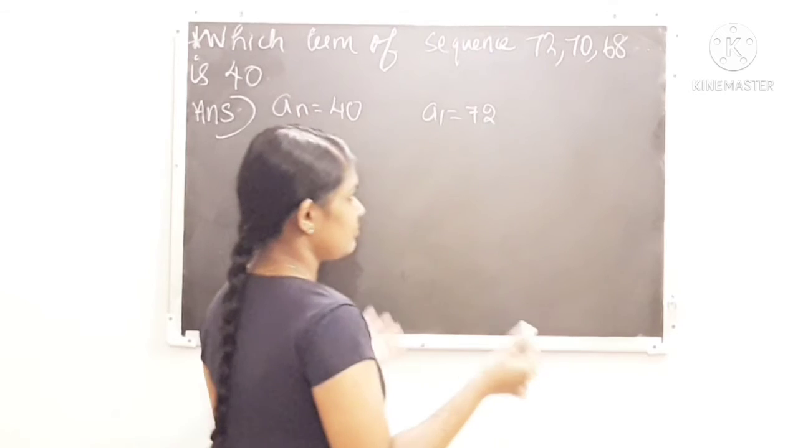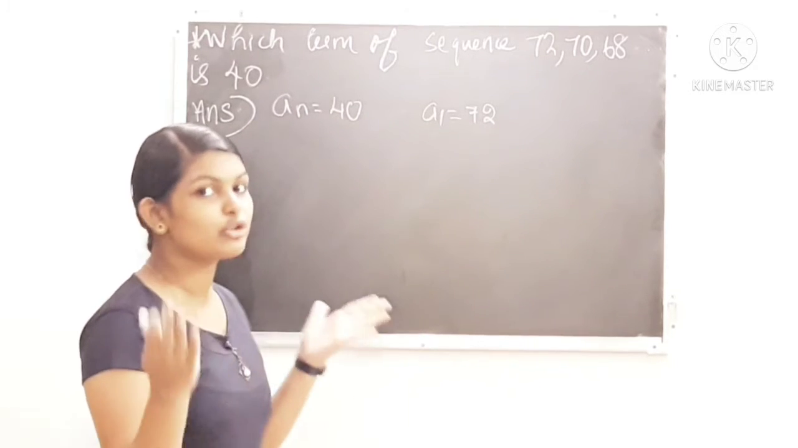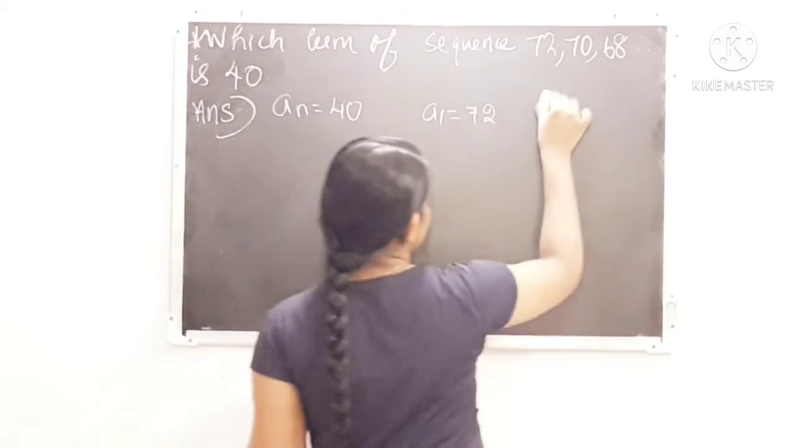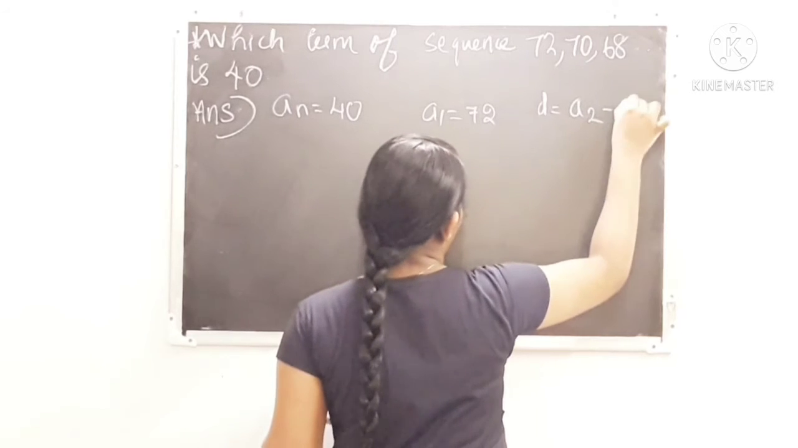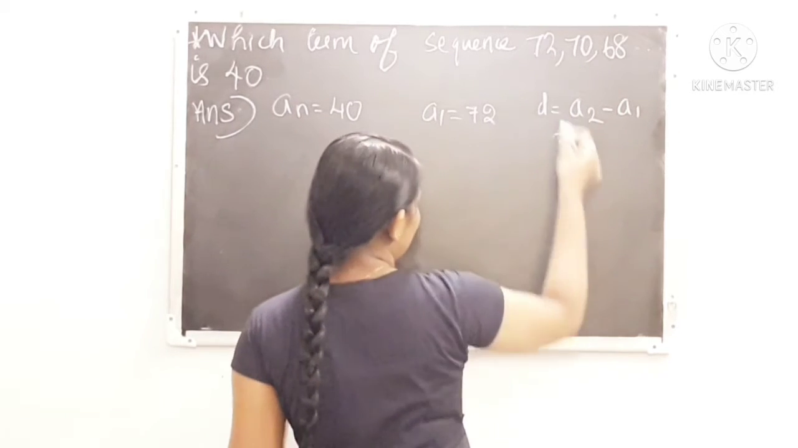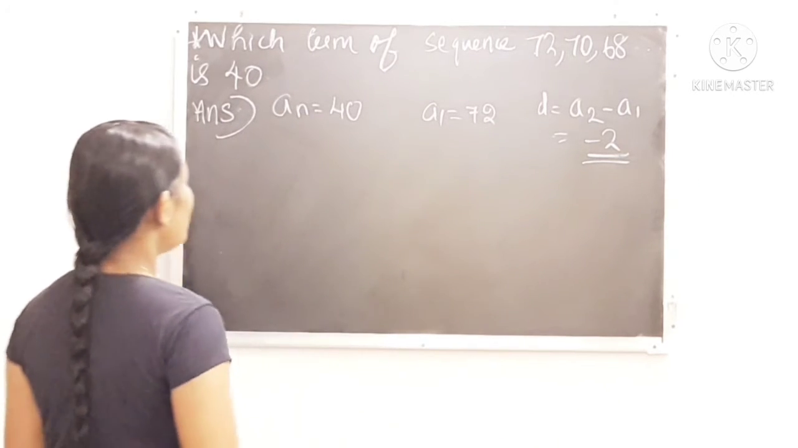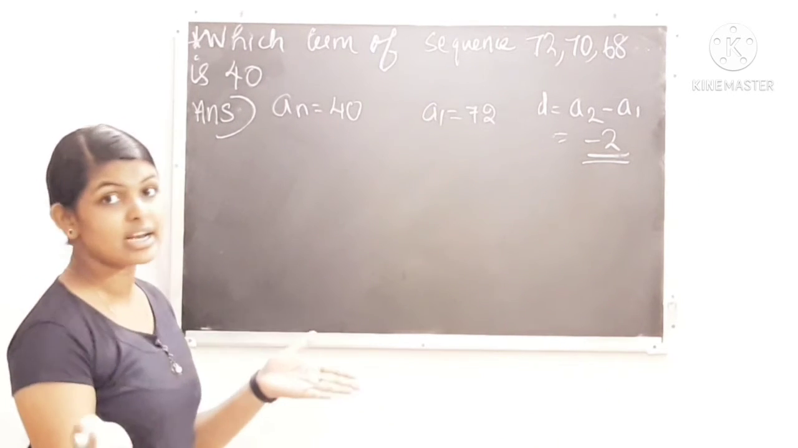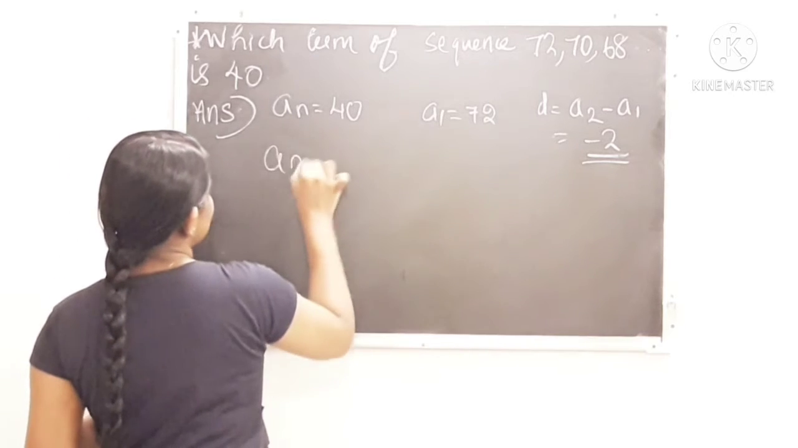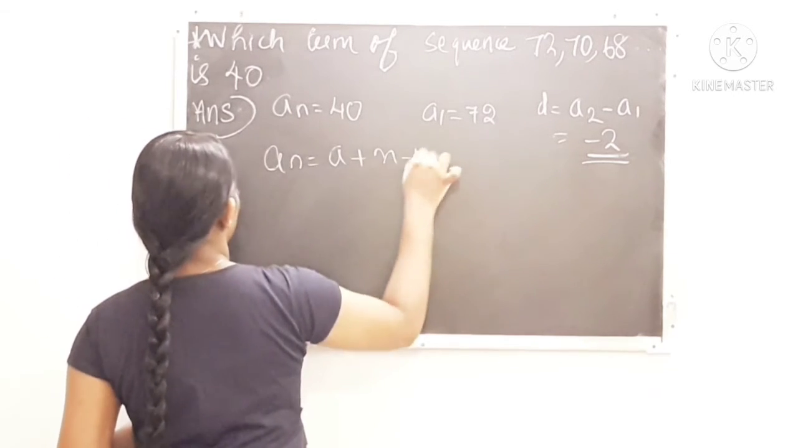Common difference is the difference between any two consecutive terms. The common difference here is equal to a2 minus a1, which is equal to 70 minus 72, which is equal to minus 2. So the common difference here is minus 2. Now from the general equation, which is the general equation? an is equal to a plus n minus 1 into d.